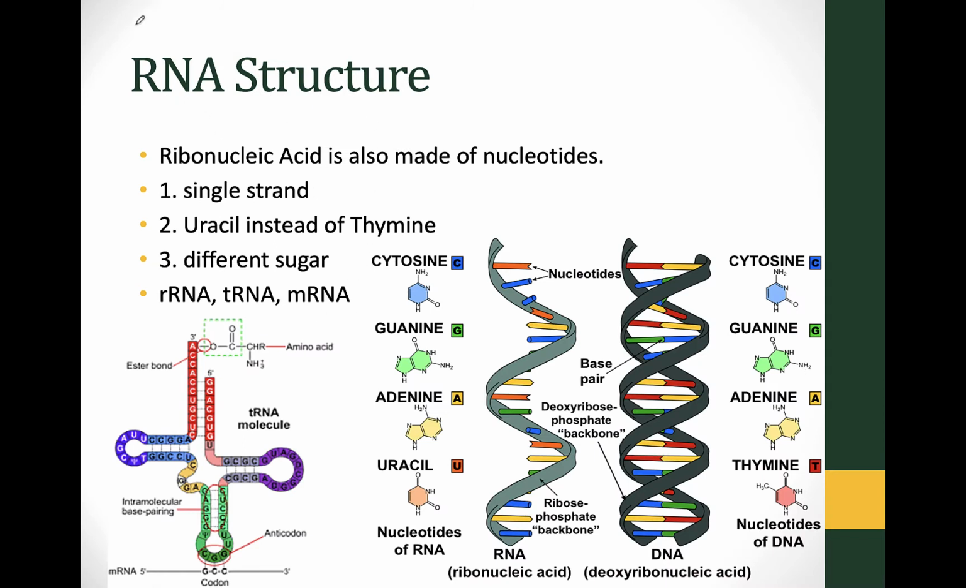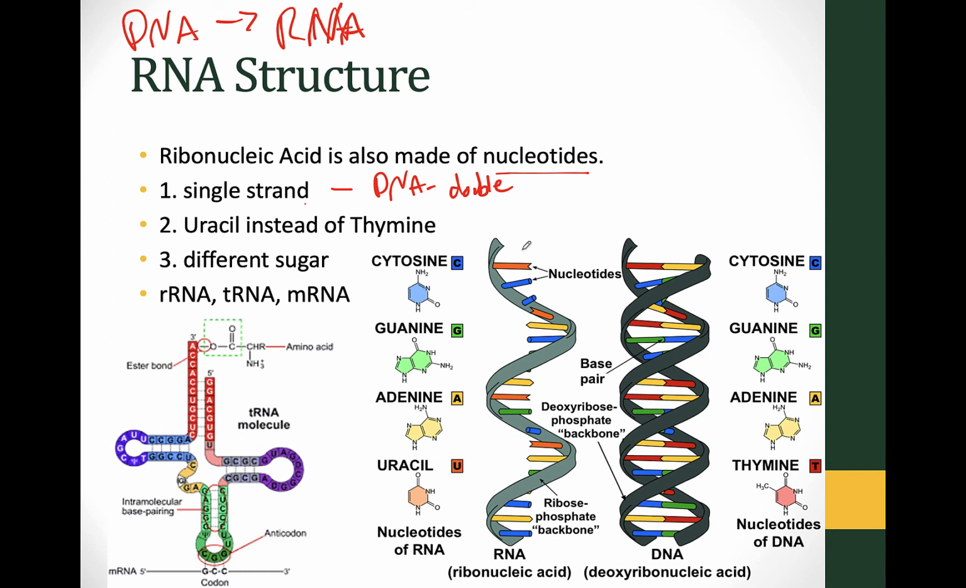Alright, so from DNA, we're going to copy into RNA. RNA has a very similar structure of its nucleotides, but there are three very specific differences, and you need to know what these differences are. I always ask a question about this. The first difference is that RNA is only a single strand. DNA is a double strand.